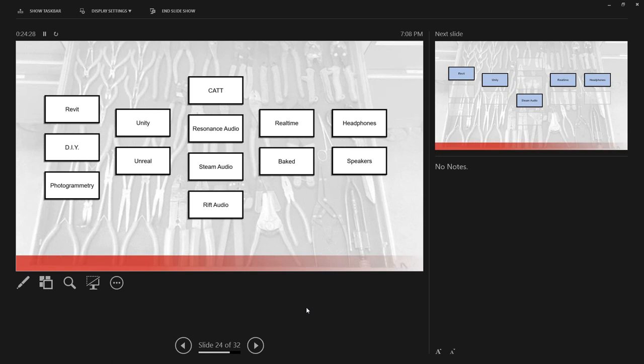Real-time versus baked is interesting. When you have that impulse response, there are two locations you want to know, and directions. You have the source and you have the listener, and they have positions, directivities, and rotations.